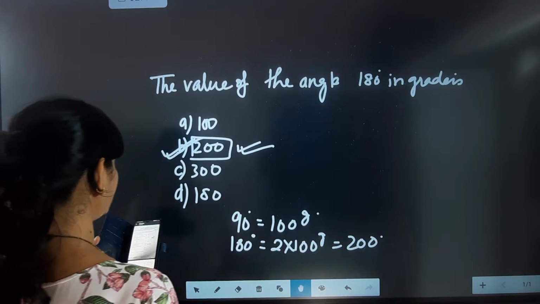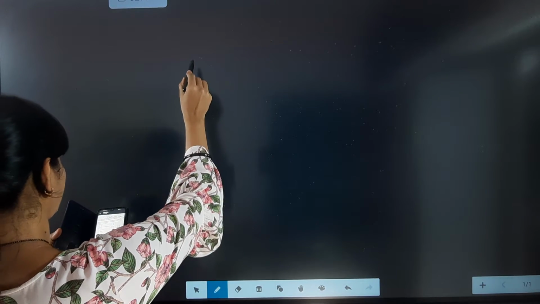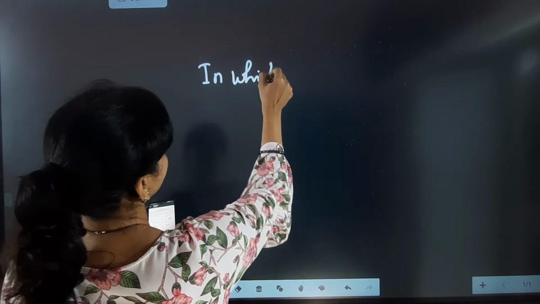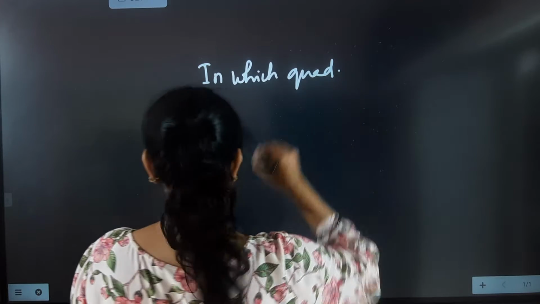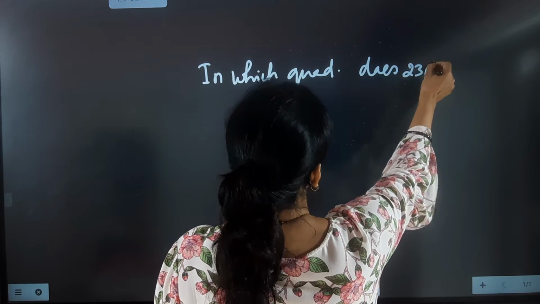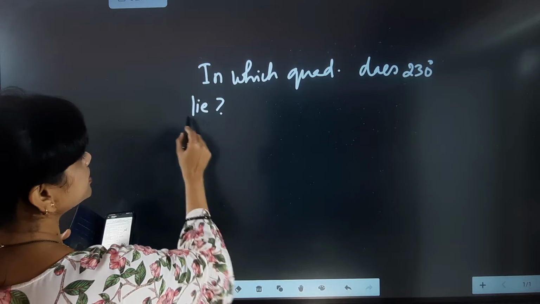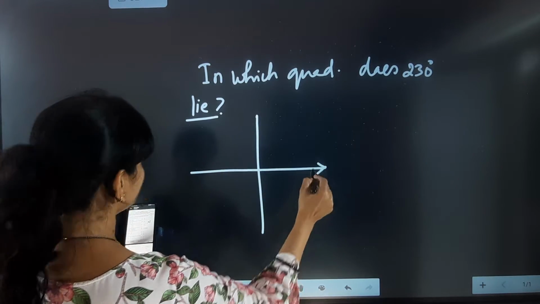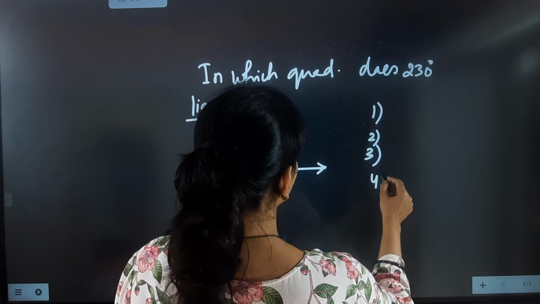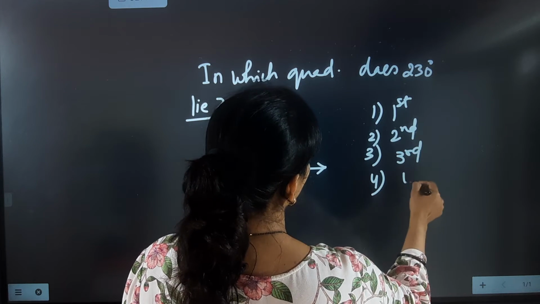Second question, what they are asking is that 230 degree lies in which quadrant. I am writing the question in shortcut: in which quadrant does 230 degree lie. The options are given as first quadrant, second quadrant, third quadrant or fourth quadrant.